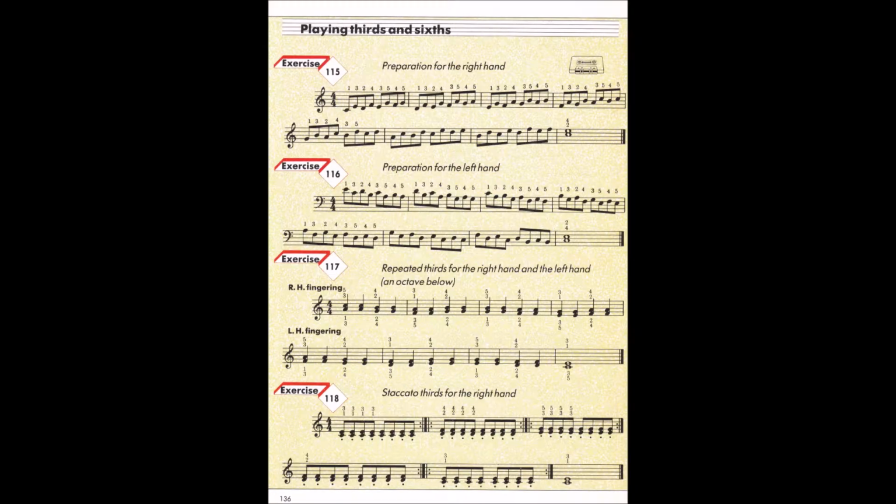Now we're going to move on to something new. You already know how to recognize intervals of a third and a sixth. But playing a series of thirds and sixths is another matter. And now's the time to develop this area of your technique. In due course, we'll practice playing the notes which make up these intervals simultaneously.